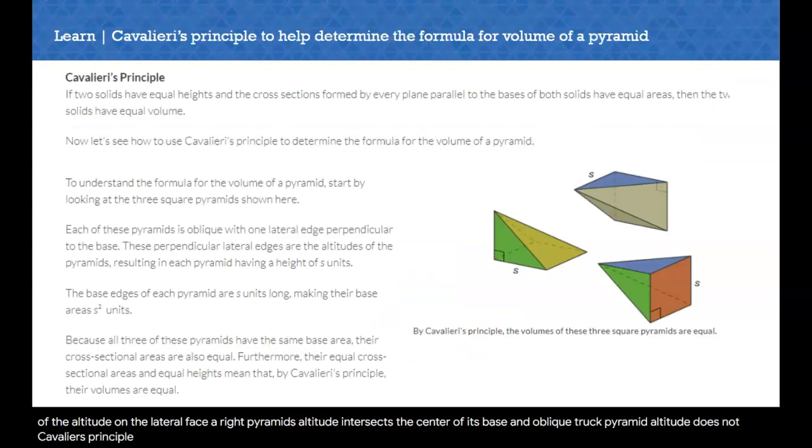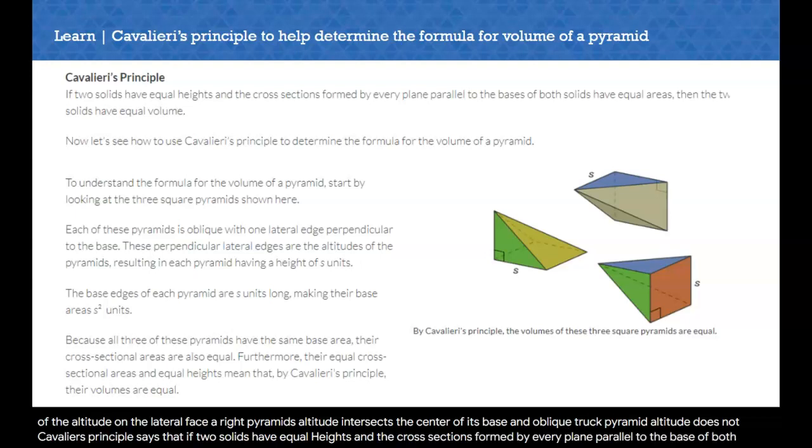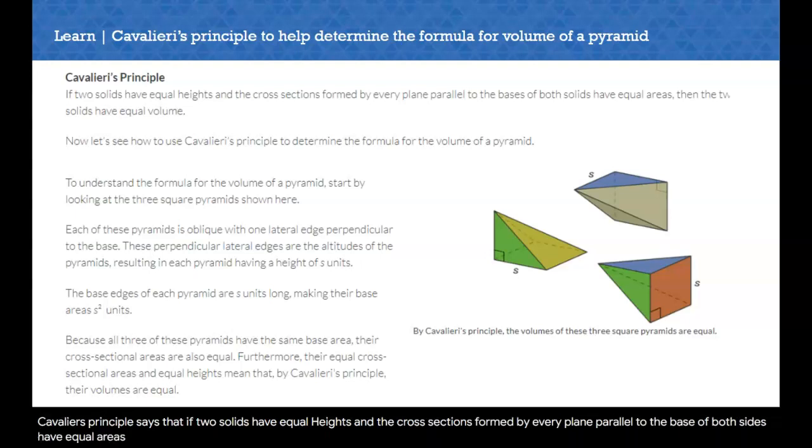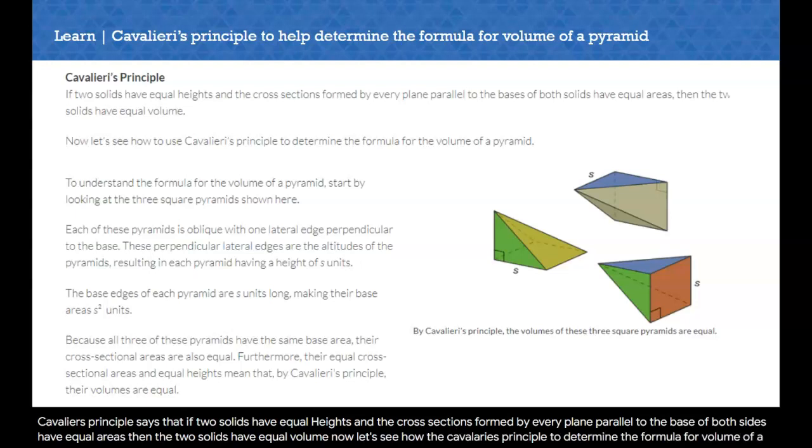Cavalieri's principle says that if two solids have equal heights and the cross sections formed by every plane parallel to the base of both solids have equal areas, then the two solids have equal volume. Now let's see how Cavalieri's principle works to determine the formula for the volume of a pyramid.